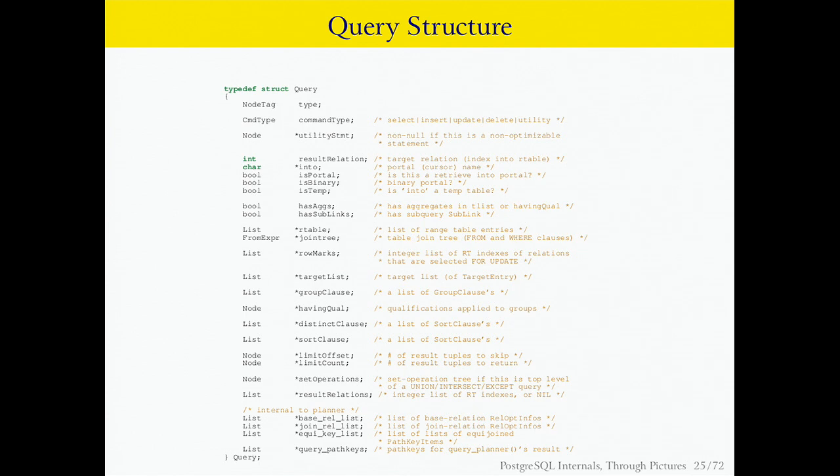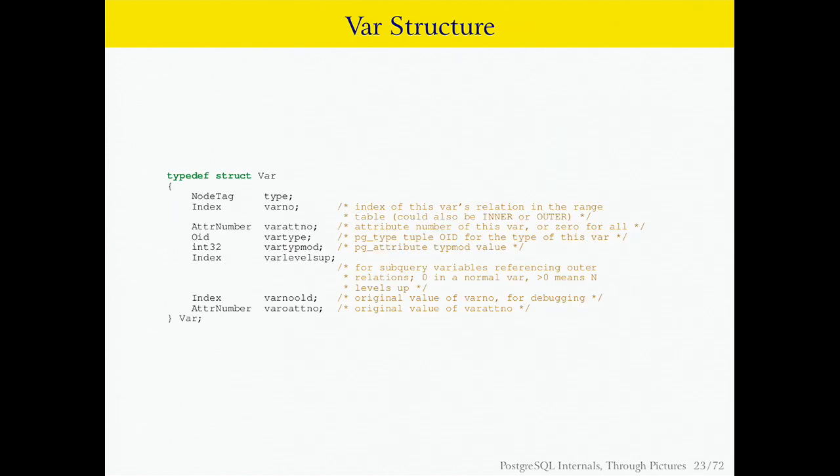I'm trying to think, I have an example. Oh yeah, here it is. So you see this var level sup. I don't know why I called it sup. Right, so it's basically var levels up. It's not sub, it's var levels up. And effectively, it's saying, for this variable, how high am I, or how low am I in the query to reference it.